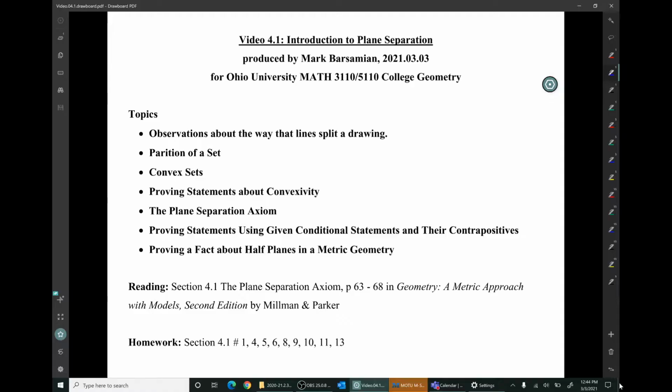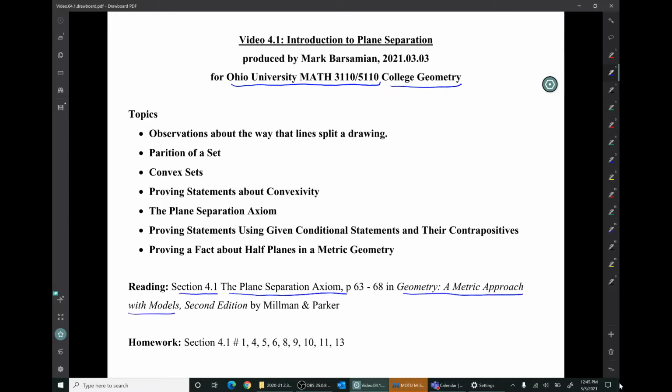In this video, I'll be introducing the concept of plane separation and the plane separation axiom. This material is produced for Ohio University Math 3110-5110, College Geometry. The corresponding reading for this video is section 4.1, the plane separation axiom, in the book Geometry, a Metric Approach with Models by Millman and Parker.